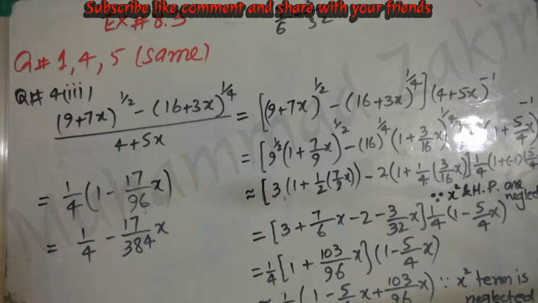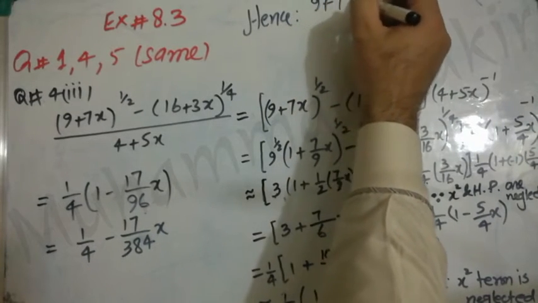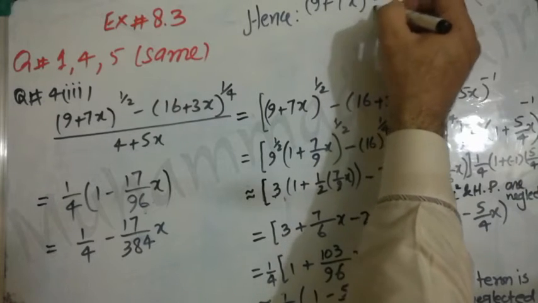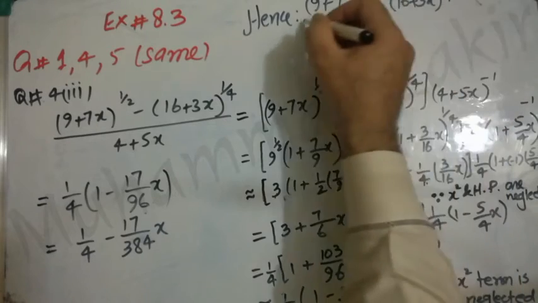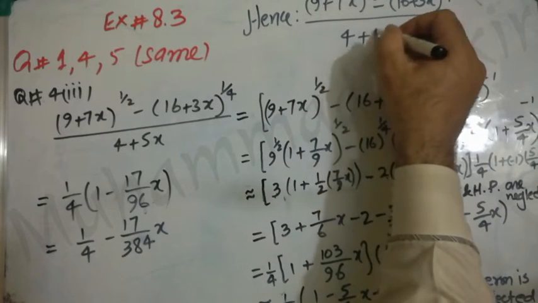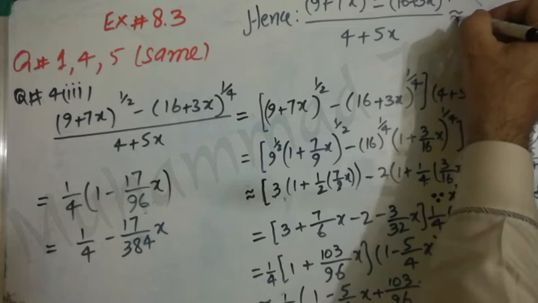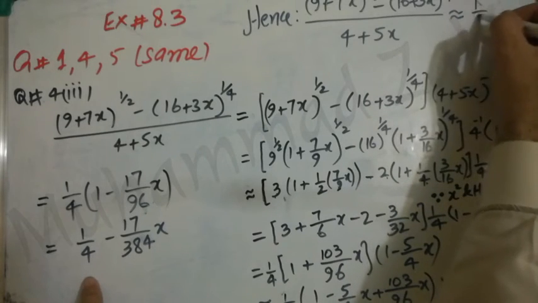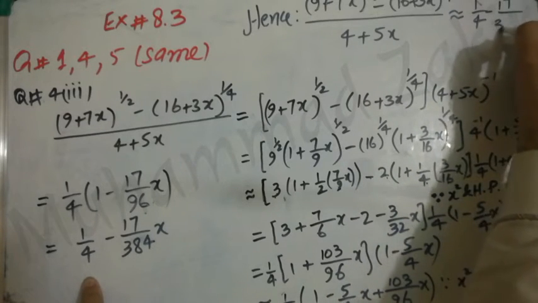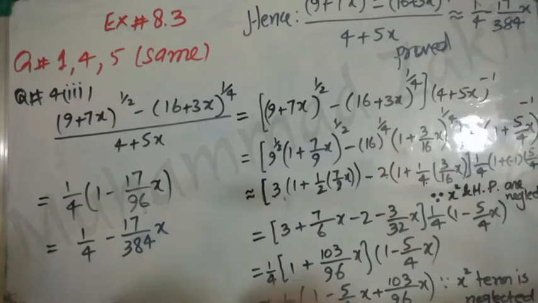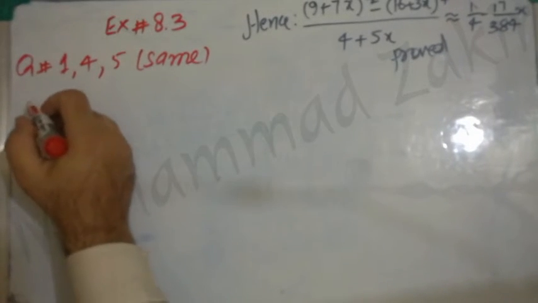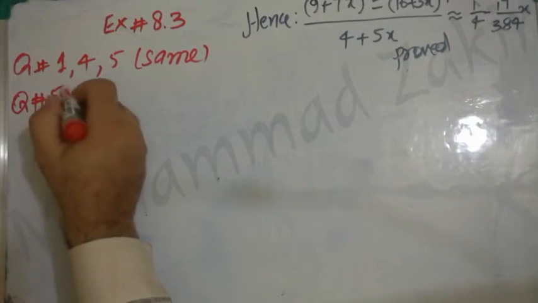We started from left hand side, ended at right hand side. Hence we write conclusion here, dear students, and what as 9 plus 7x power 1 by 2, 16 plus 3x power 1 by 4 divided by 4 plus 5x approximately equal to 1 by 4 minus 17 by 384x. So we write here, proved. Number 1 we solve. Question 5, part 1.